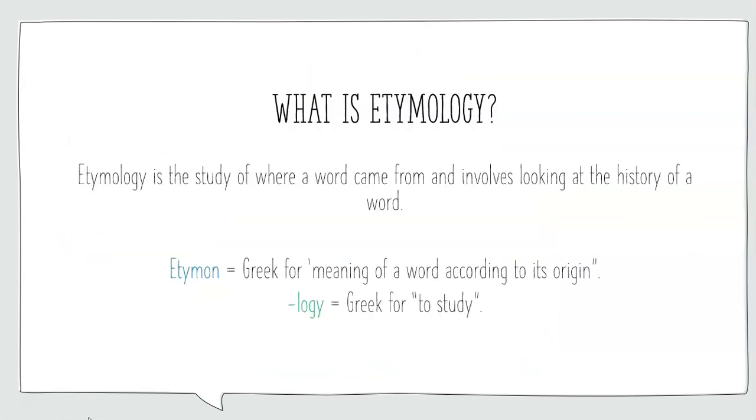So today we're going to start with the question, what is etymology? Etymology is the study of where a word came from and involves looking at the history of a word. So etymon is Greek for the meaning of a word according to its origin, and logy is Greek for to study.